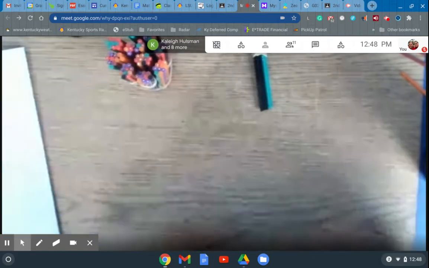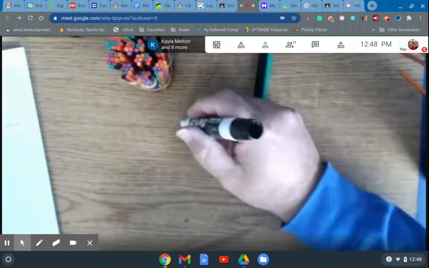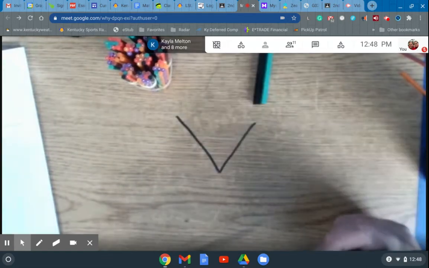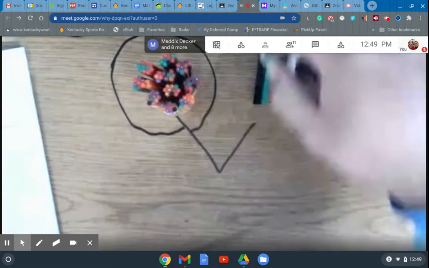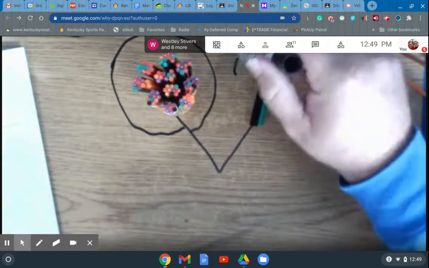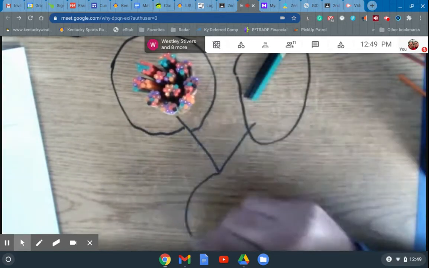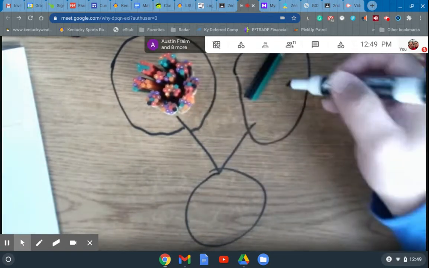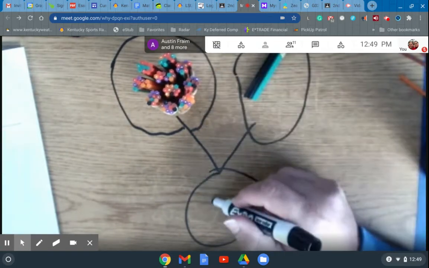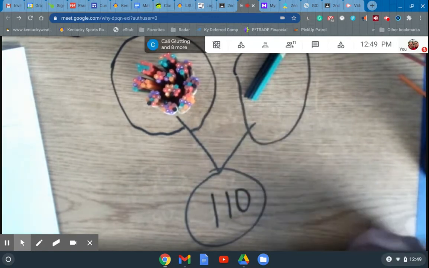Okay? So let me erase this. All right, and I'm going to kind of make a backwards number bond. Okay, like this is, I've got a circle here, and a circle here, and a circle there. Okay, we've got 100, we've got 10, and when we put it all back together, it makes 110.